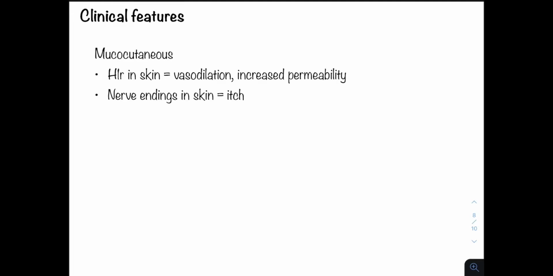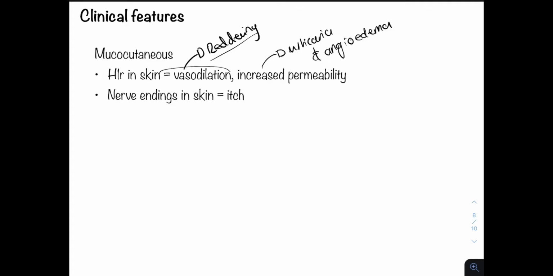So vasodilation results in reddening, and this is a classical feature in anaphylaxis, as well as increased permeability, which results in urticaria. These two occur through the same mechanisms that we have described. Now, histamine can also attach to the nerve endings within the skin, resulting in an itch.